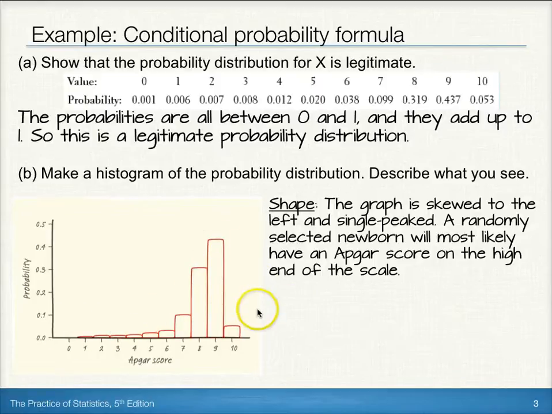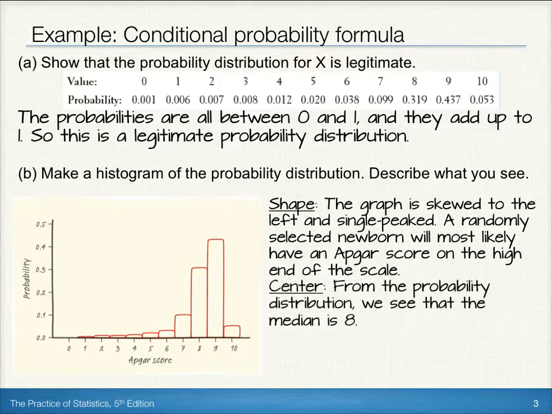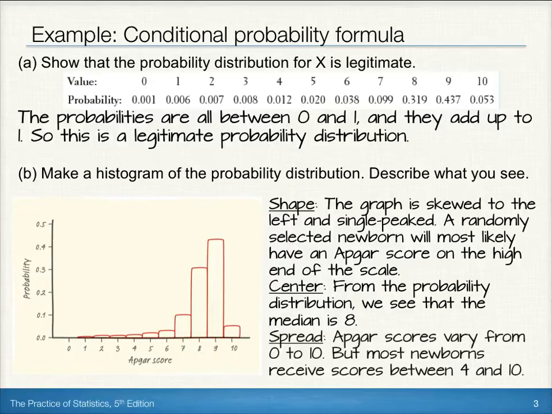So a randomly selected newborn will most likely have an Apgar score a little bit higher on the end of the scale. For the center of this probability distribution, we can see that the median value is 8. And for the spread, Apgar scores vary anywhere from 0 to 10, but most of the newborns are somewhere between about 4 and 10.